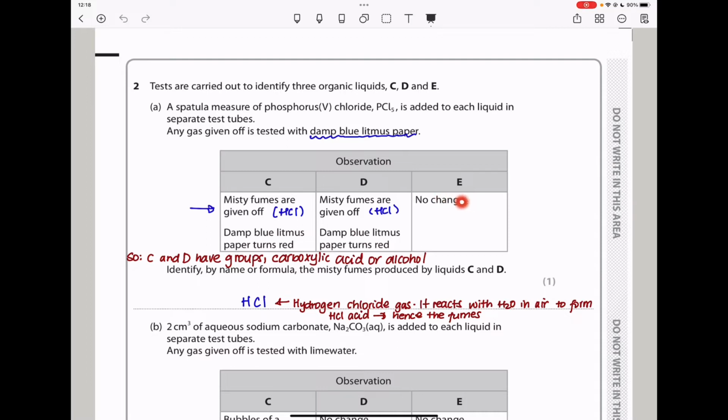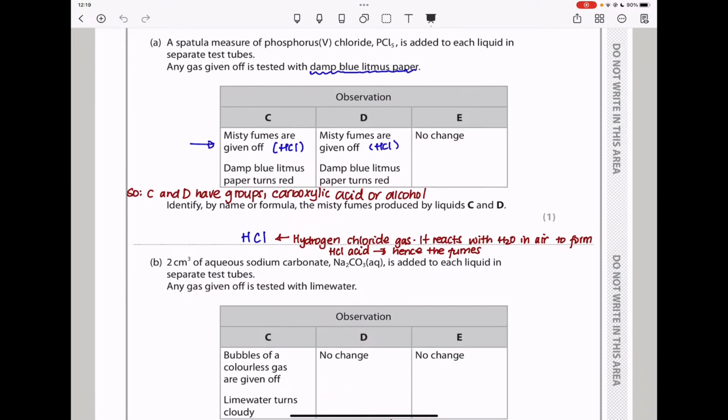Here there is no change. Now we need to go back and observe. This experiment used PCl5. We know that PCl5 is used to test for presence of OH group, whether in carboxylic acid or in alcohol. So the observations we see here tell us that C and D could be an alcohol or a carboxylic acid. However, E does not have OH group because there was no observable change. Down here they say identify by name or formula the misty fumes produced by the liquid C and D.